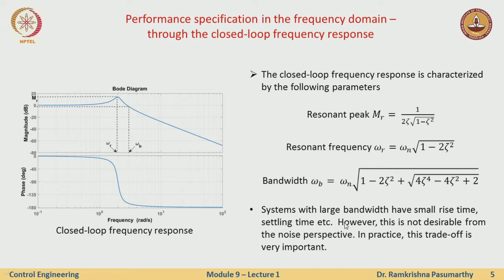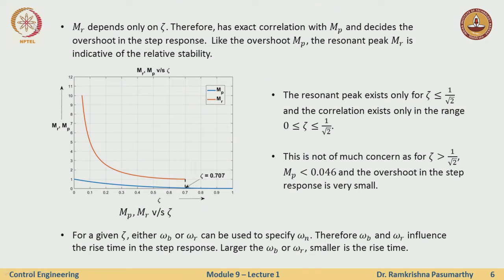However, from the filtering perspective, my noise signals appear as high frequency signals, and I would want to filter them out as much as possible. Therefore, merely increasing the bandwidth or designing my system to have a very large bandwidth is sometimes not desirable, and we need a trade off between the bandwidth and the rise time or even the overshoot. Okay, now a little bit more on the specification.